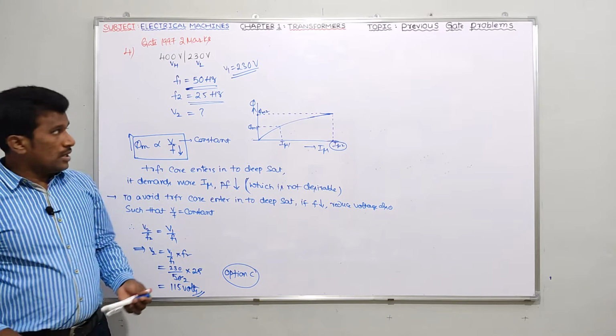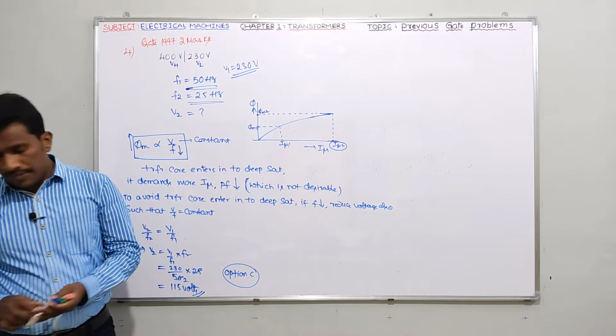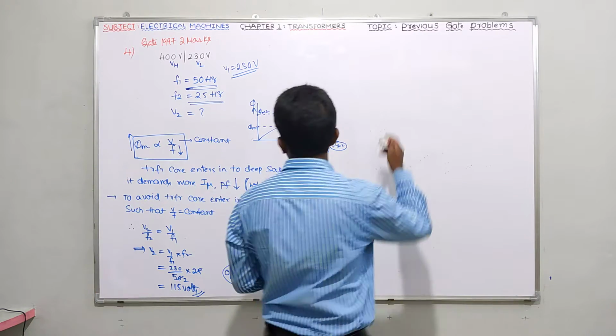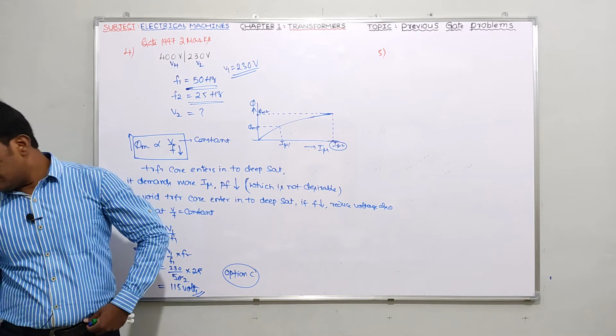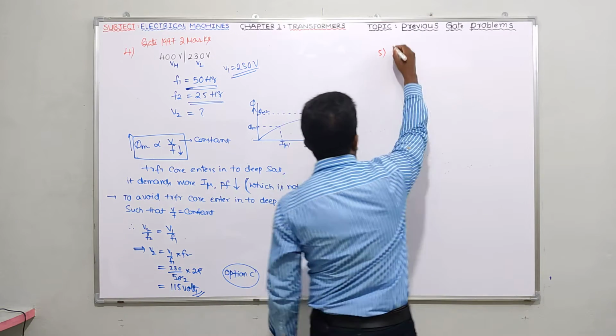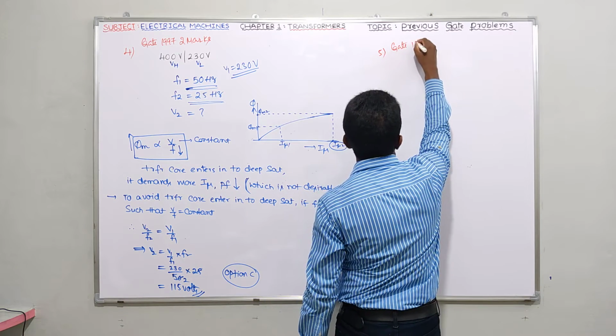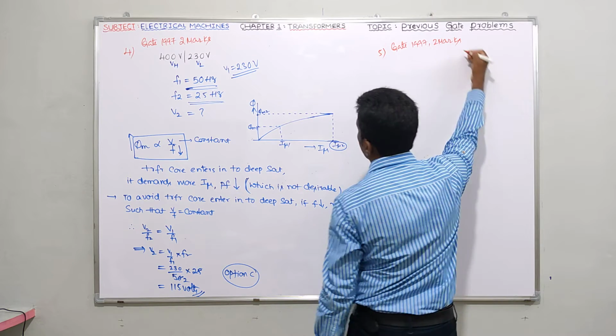This is about question number 4. Now what about question number 5? Question number 5 is given in GATE 1997 for 2 marks.